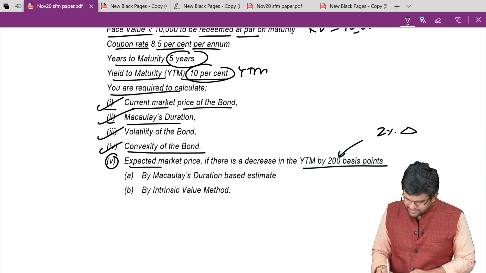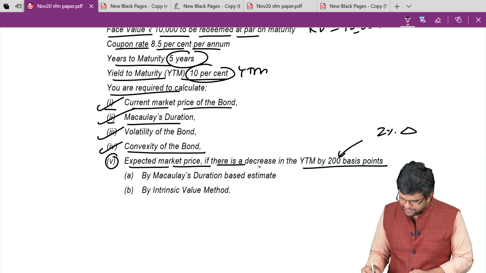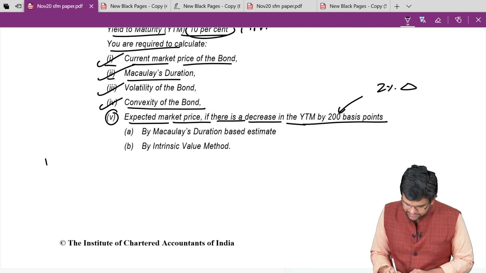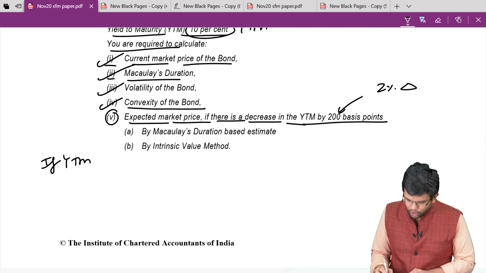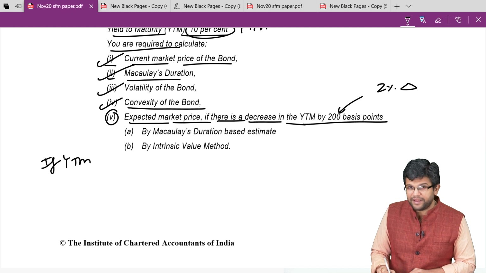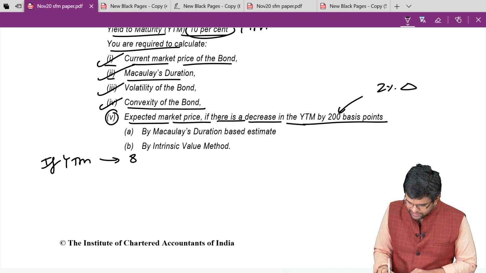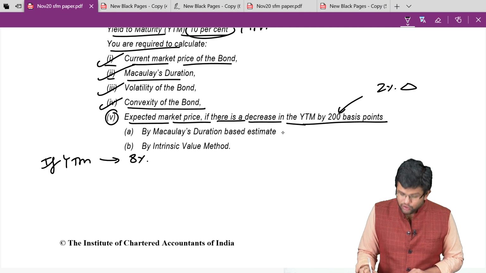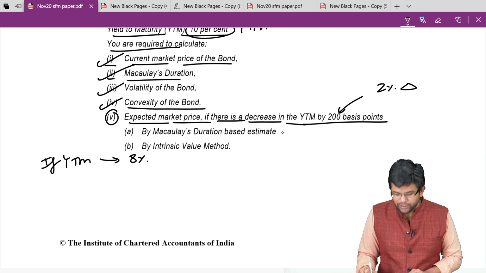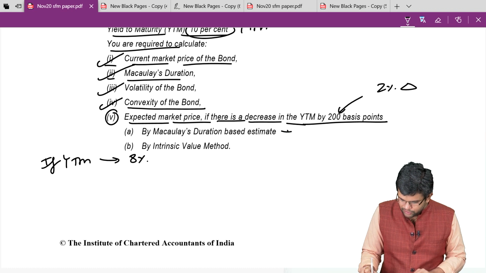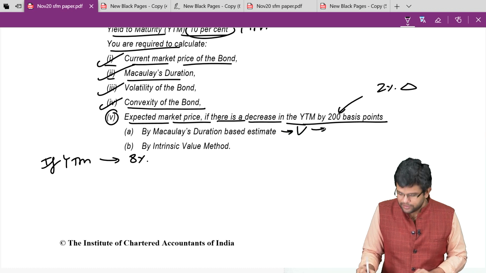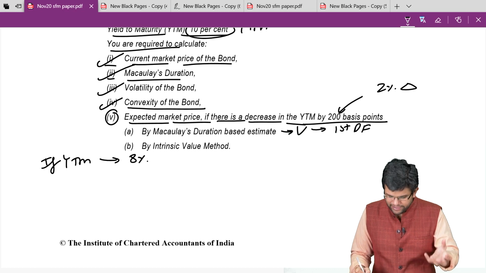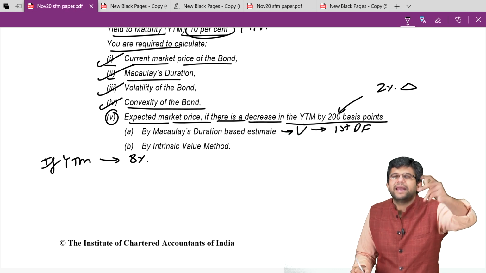They are saying what is the expected market price if there is a decrease in the YTM by 200 basis points, which means if YTM drops from 10% to 8%. Okay, it goes down by 2%. What will be the current market price using the Macaulay's duration based estimate, which means using the volatility, which means using the first derivative function? Everybody clear?